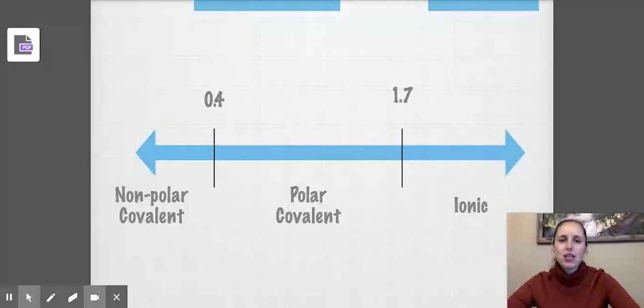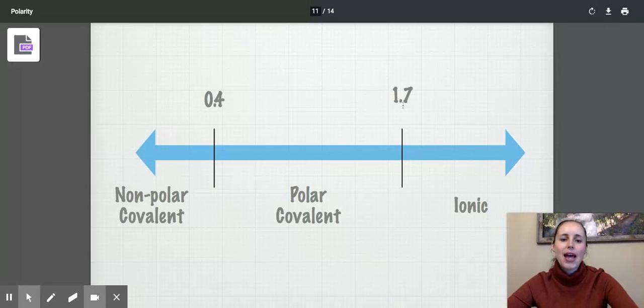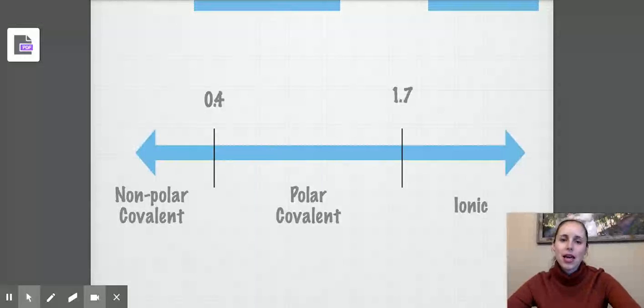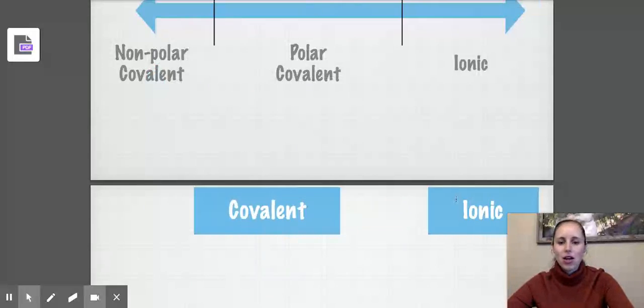Polar covalent is when you see that bigger electronegativity difference. So you see one atom is stronger than the other. That's when that difference is between 0.4 and 1.7. And then when you get over the 1.7 hump, you have an electronegativity difference so big that you can actually see the electrons be stolen. They're transferred from one atom to the other, and that forms an ionic bond.